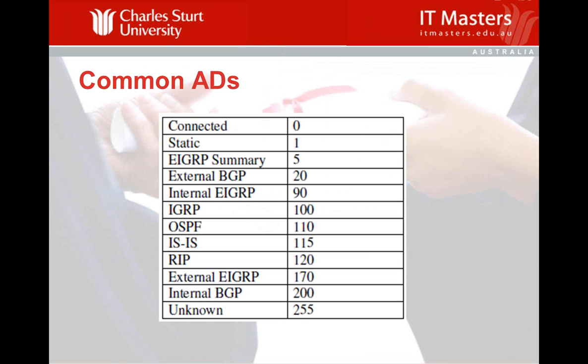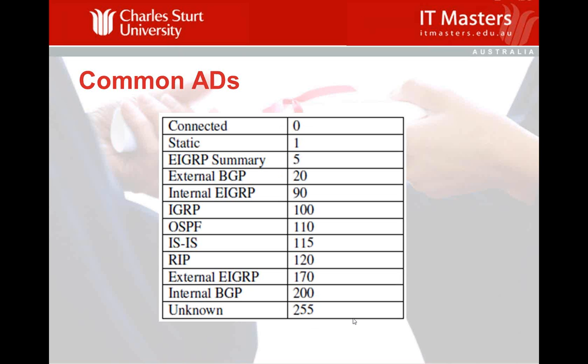Okay, static has an administrative distance of 1. So that's basically a route that you put into the router with the IP route command, and we'll see that shortly. An EIGRP summary route, 5. So that's a summarized route, like a 10.0.0.0/8 route through EIGRP. External BGP, internal EIGRP, and so on. You can see all those distances there. What that's basically saying is that the lower the value, the more trustworthy I consider the route to be. That's what the router's going to look at.